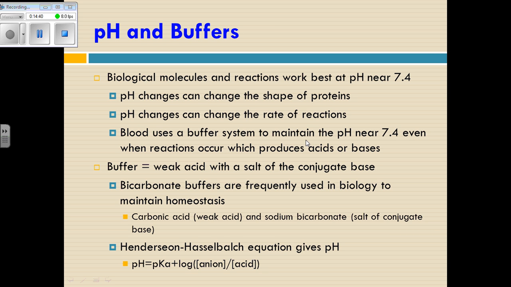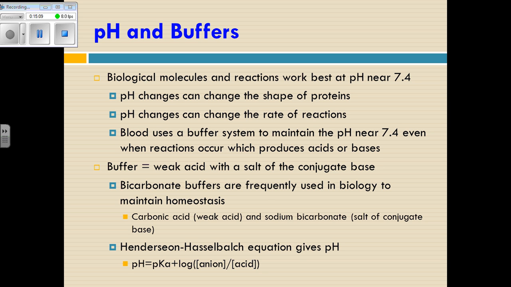Our blood uses a buffer system to keep the pH near 7.4. A buffer from chemistry is just a weak acid with a salt of the conjugate base. In our body, bicarbonate buffers are what we really use, and we use that experimentally in the lab as well. It's a fairly common buffer. We have carbonic acid as our weak acid, and sodium bicarbonate, that's baking soda, as the salt.